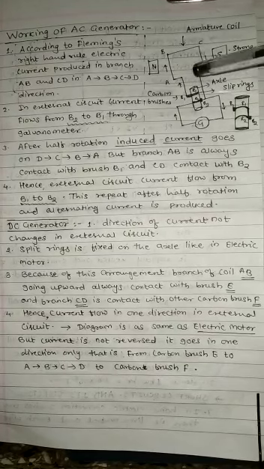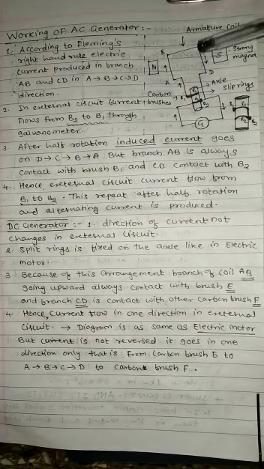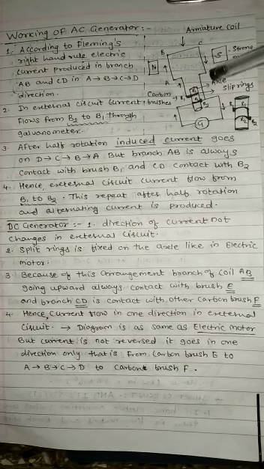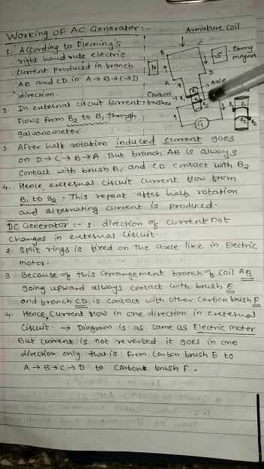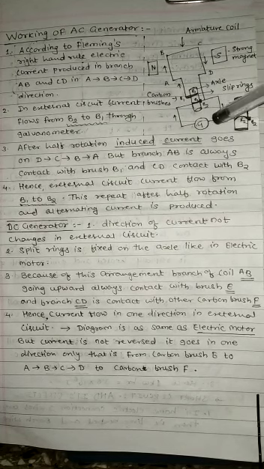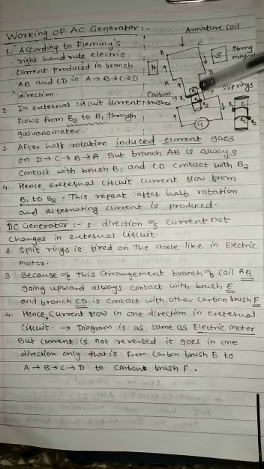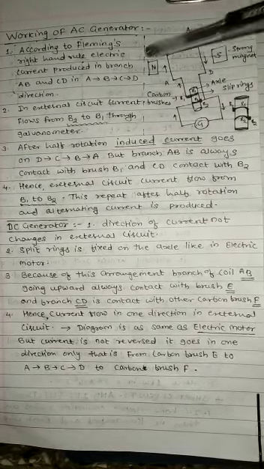Now, the working of an AC generator. An AC generator depends on Fleming's right hand rule. So what is Fleming's right hand rule actually? Last time we saw what Fleming's right hand rule is. In Fleming's right hand rule, current is induced. The current is produced in a conductor. See, this is a conductor, a rectangular loop, the armature coil, in the presence of a magnetic field.